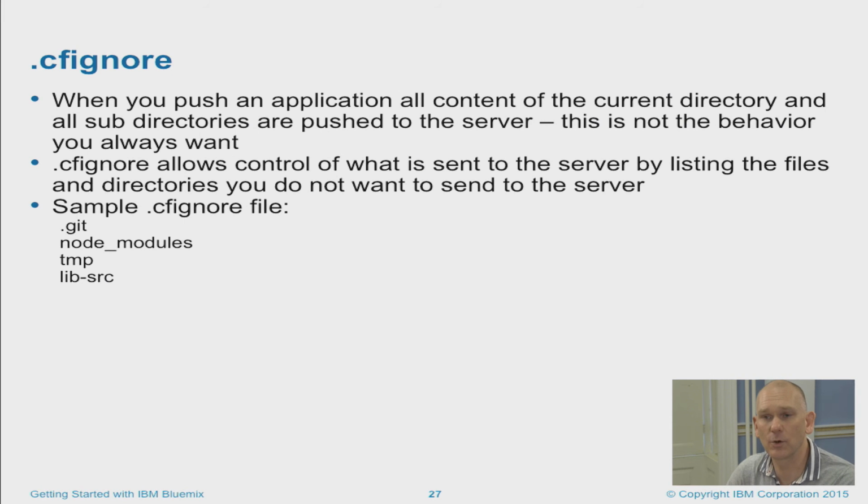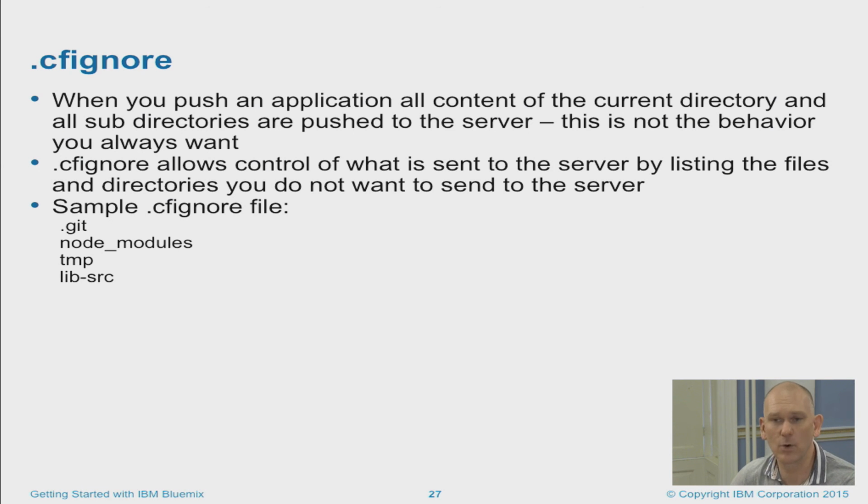The last file we're going to talk about is the .cfignore. If you're familiar with .gitignore, this file works in exactly the same way. When you push an application to Bluemix, it takes all content from the current directory and all subdirectories and will send all of those files to Bluemix. But that's not always the behavior you want.